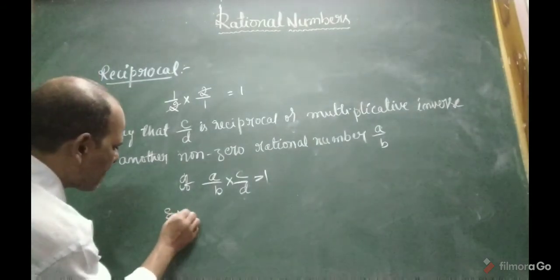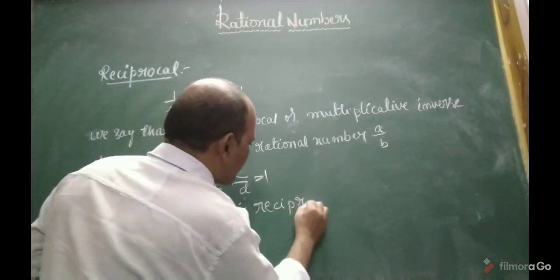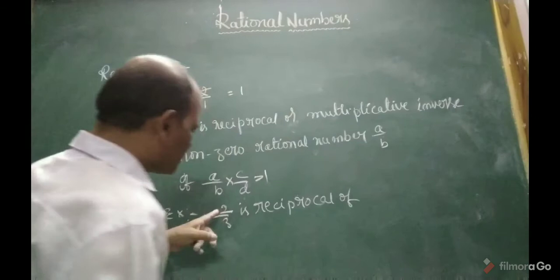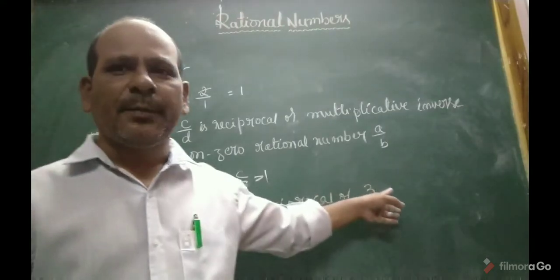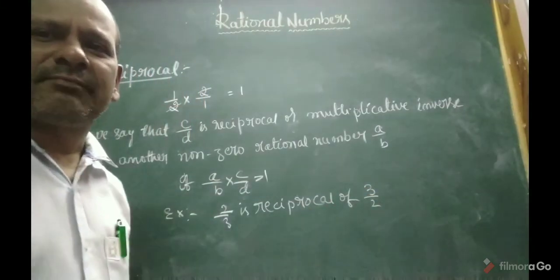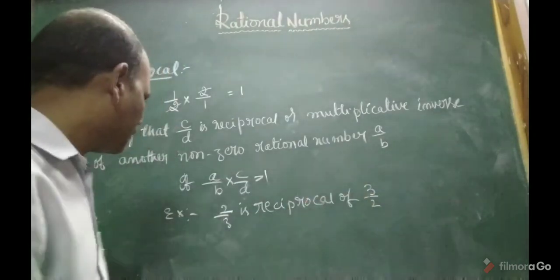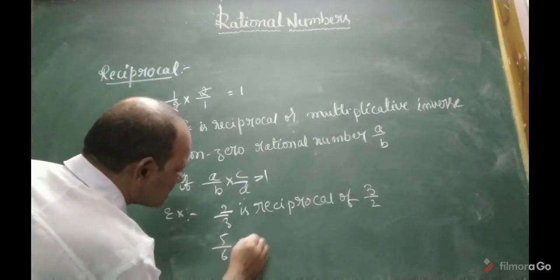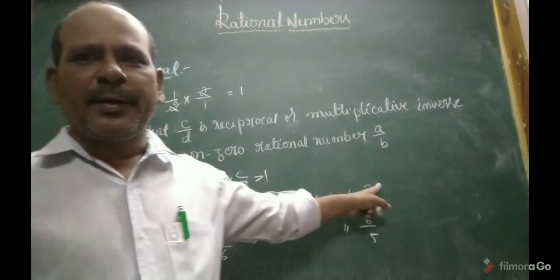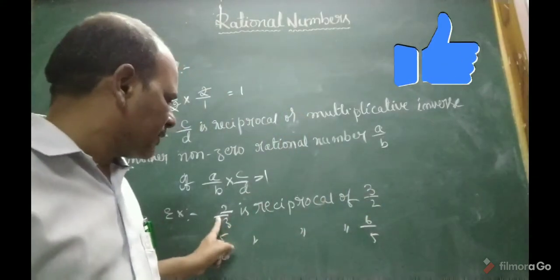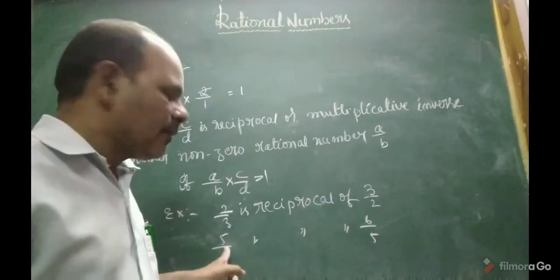Example, 2 by 3 is the reciprocal of 3 by 2. Why? Because when I multiply 2 by 3 with 3 by 2, I will get the answer 1. Just reverse them. Write in the inverse order. Another example, 5 by 6 is the reciprocal of 6 by 5 and this 6 by 5 is the reciprocal of 5 by 6.